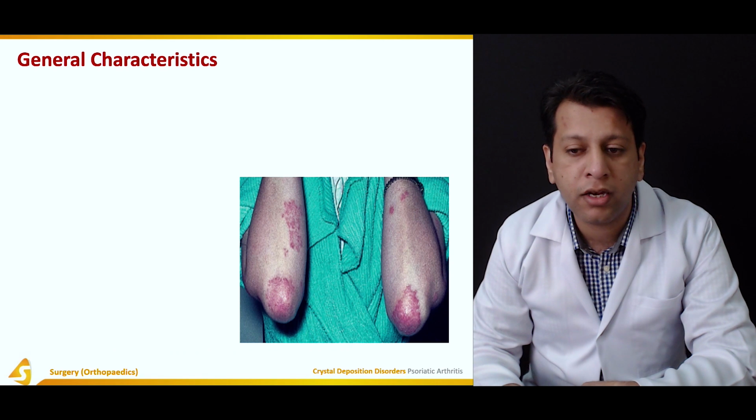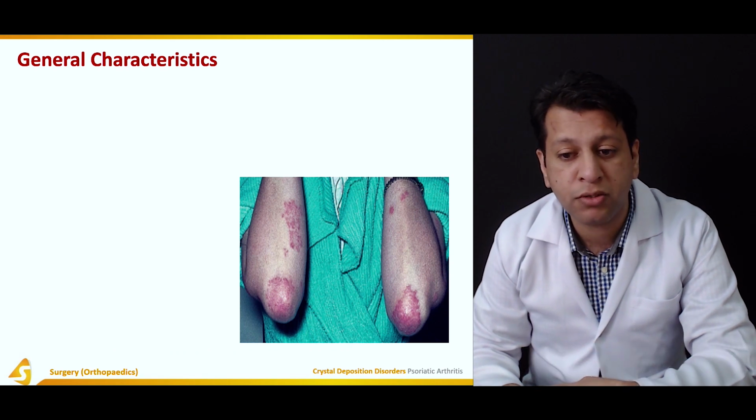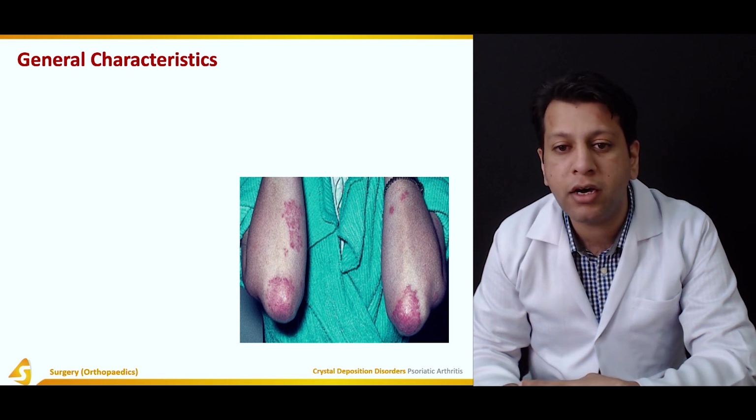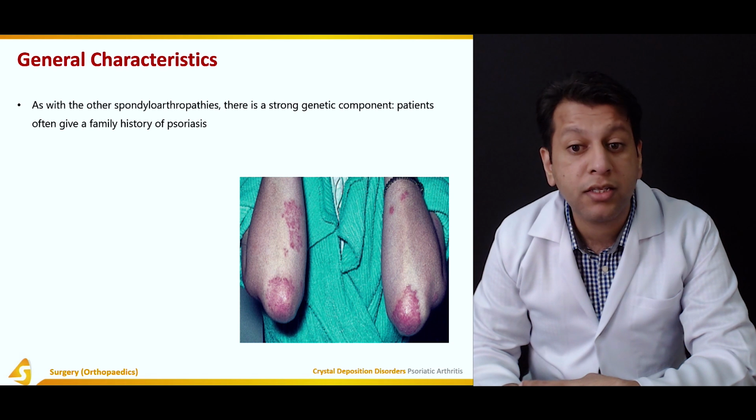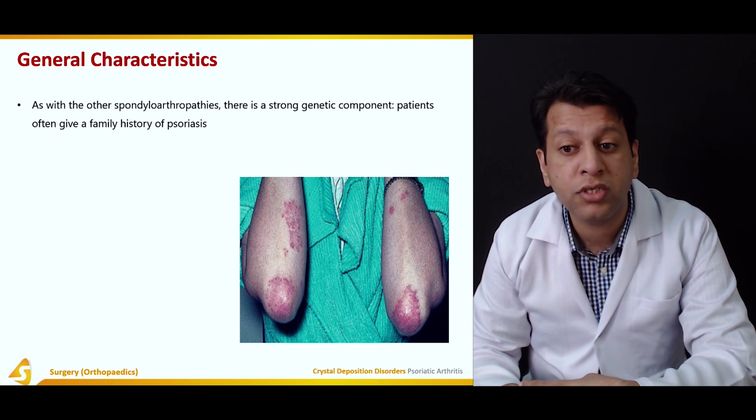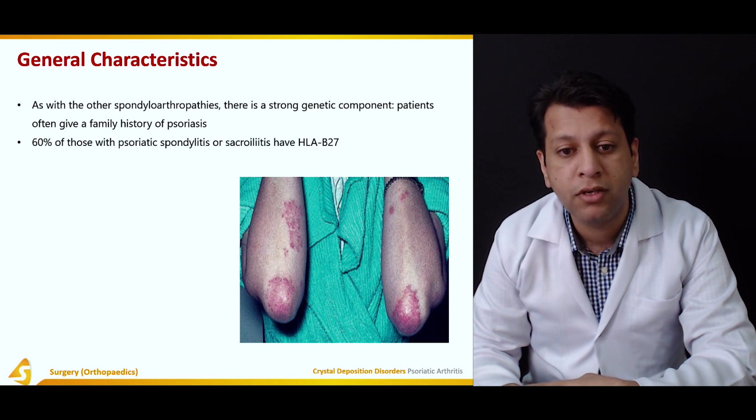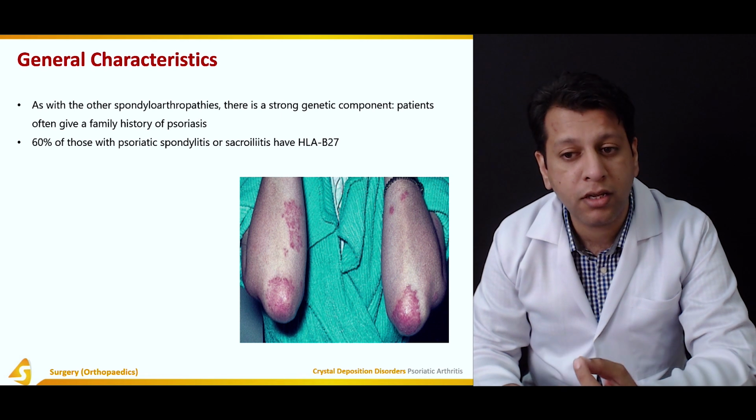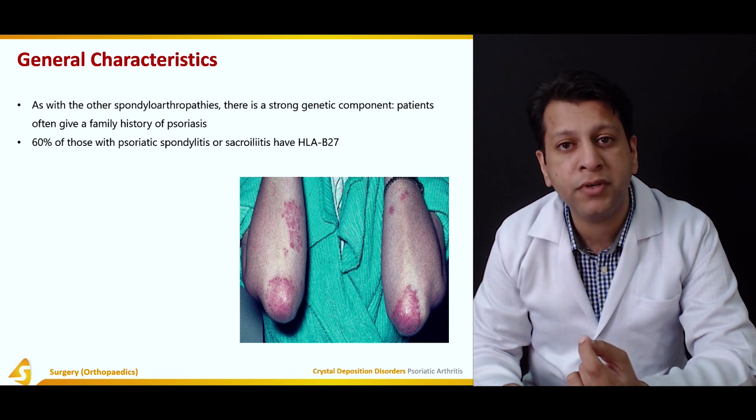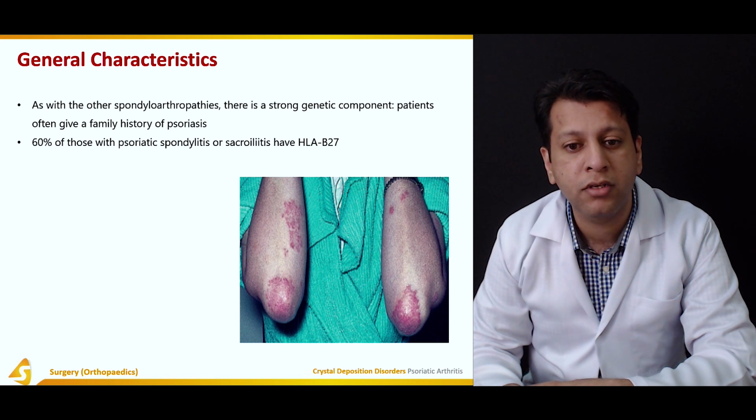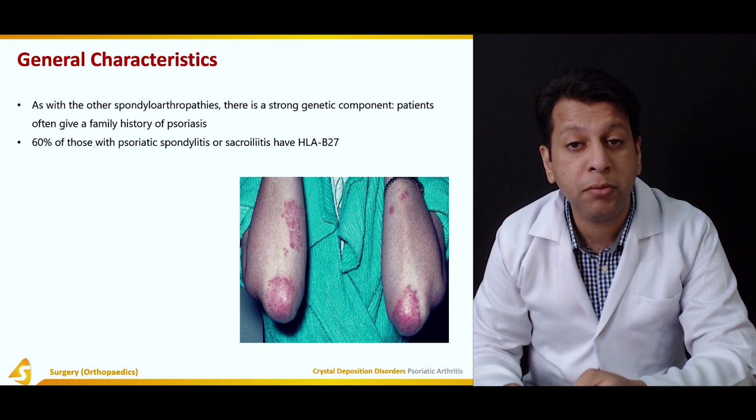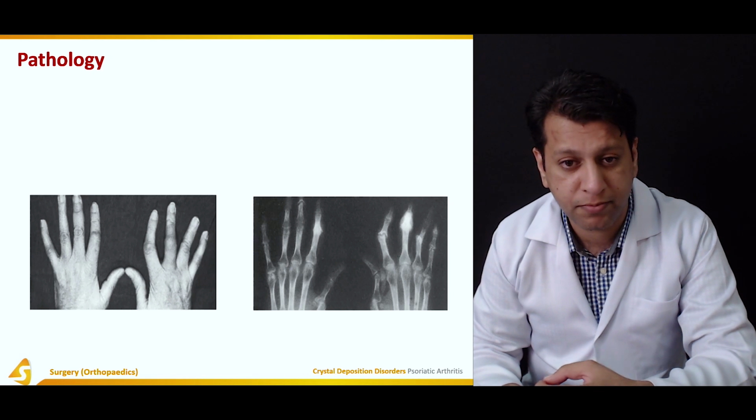Now this is another picture showing a patient with psoriasis who has lesions bilaterally on the elbows and on the right forearm as well. As with other spondyloarthropathies, there is a strong genetic component. Patients often give a family history of psoriasis. 60% of those with psoriatic spondylitis or sacroiliitis have HLA-B27. That is, their human leukocyte antigen B27 is positive in 60% of the cases. The other 40% may be negative, but they can still have psoriasis.